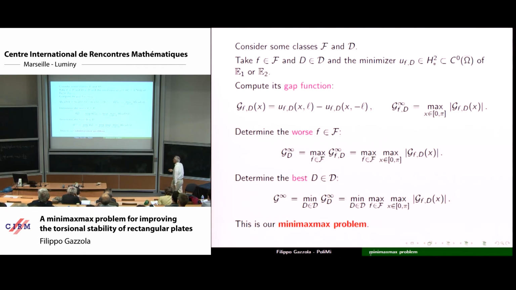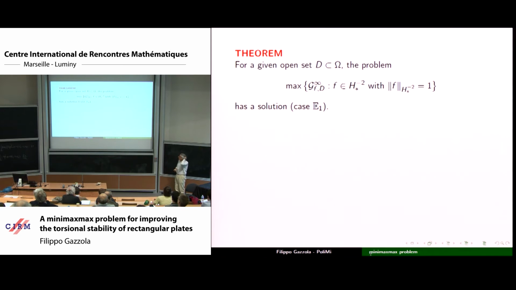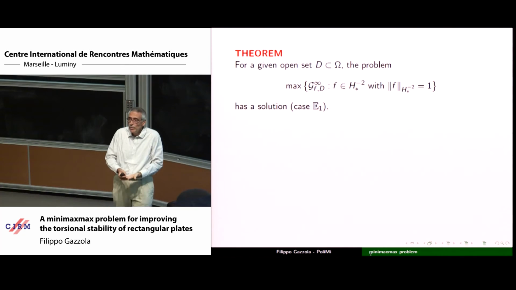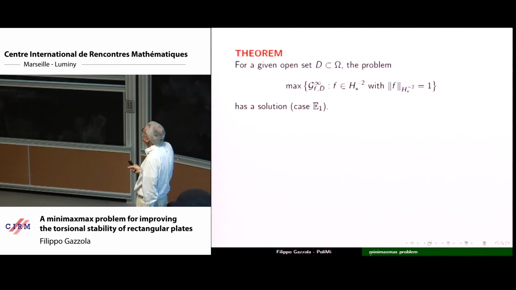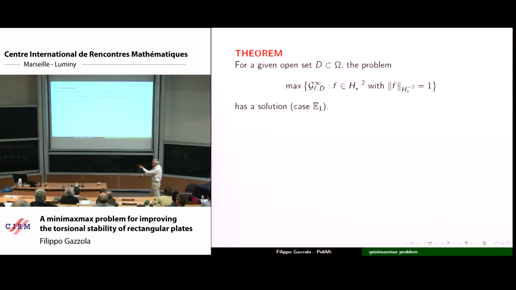Okay, so let me recall it again, since this is the crucial slide of my talk, how we set up this mini-max-max problem. We first fix both F and D, and we compute the maximal gap that we have. Then we take the worst F, then we take the best D, and then we have to solve this problem here. Okay, so first of all, let's try to see what happens when we fix D and we move F. Okay, the first natural thing is to normalize F in H-2, but in that case, we only deal with functional E1, because E2, as I said, does not want to have F in H-2. And this problem has a solution.